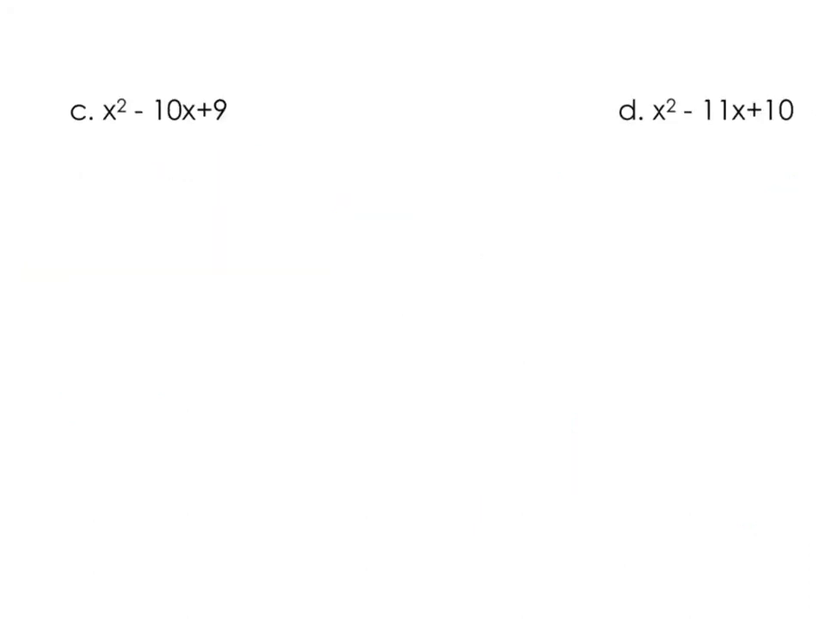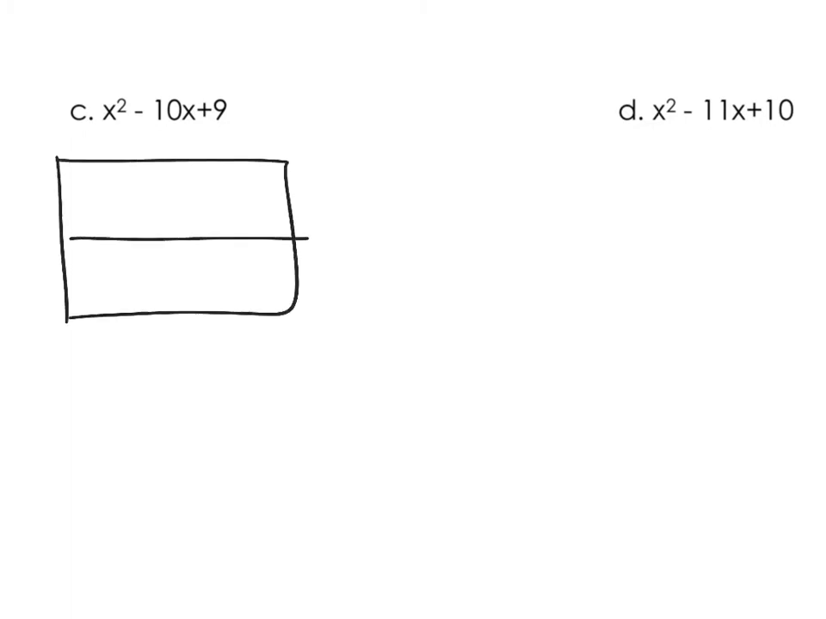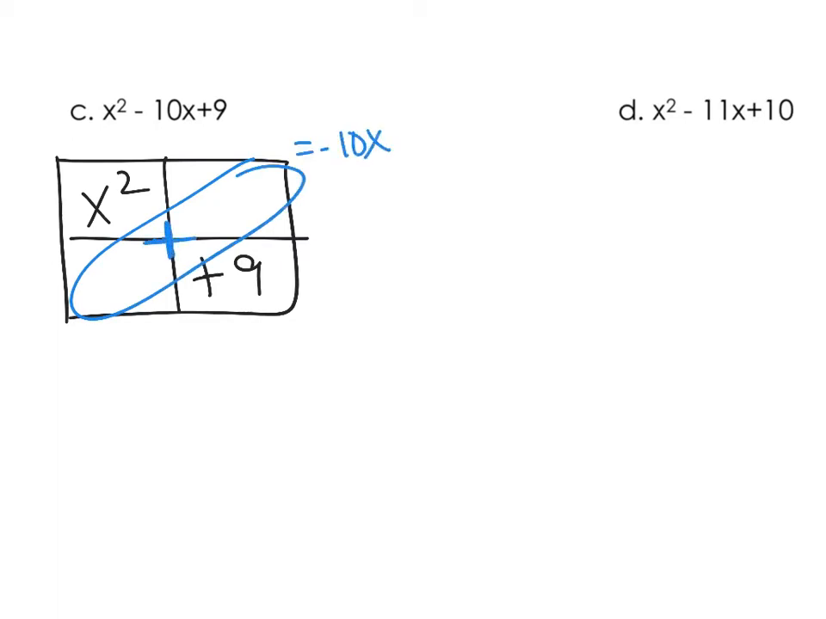Okay, now that you've done these two, let's go over it and see how you did. On this one, we should have had x squared here, a positive 9x here, and our diagonals should be adding to be a negative 10x. So when we're figuring out our multiples, 1 times 9 or negative 1 times negative 9. We could have 3 times 3 or negative 3 times negative 3. So x squared is going to be that x.